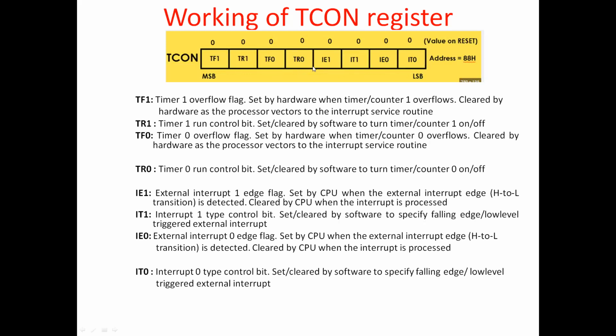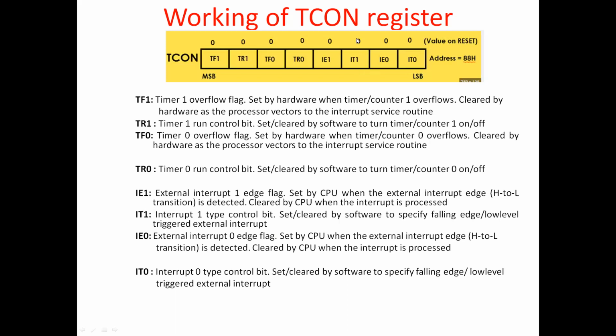So there are INT0, INT1, the external interrupts. So when do we consider that the pin has received an interrupt, whether it is edge triggered or level triggered? That is the interrupt type, IT. So for INT0, IT0, for INT1, IT1. IT1 is the interrupt 1 type control. It is set or cleared by the software, meaning manually we need to do it to specify falling edge or low level triggering of the external interrupt. Low level or falling edge will be set by the IT bit.